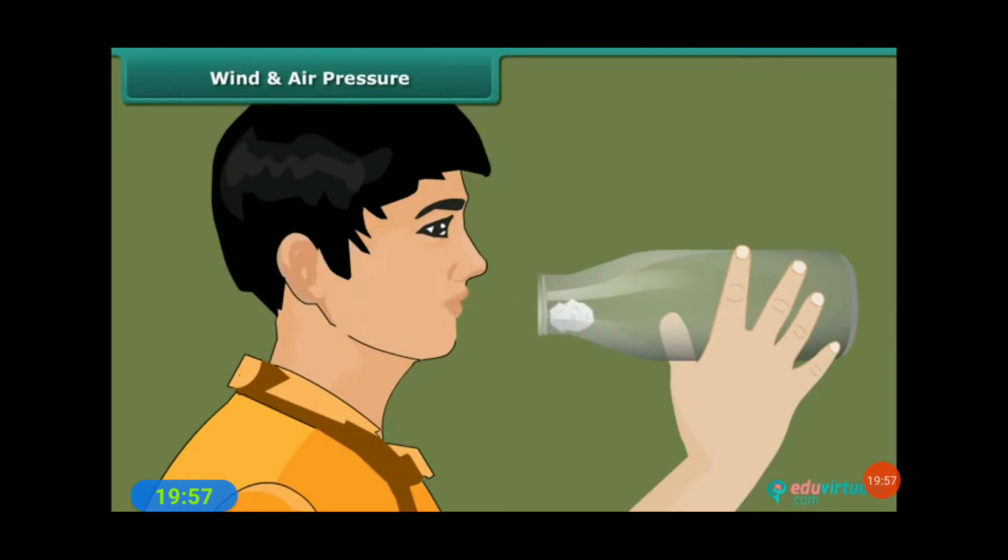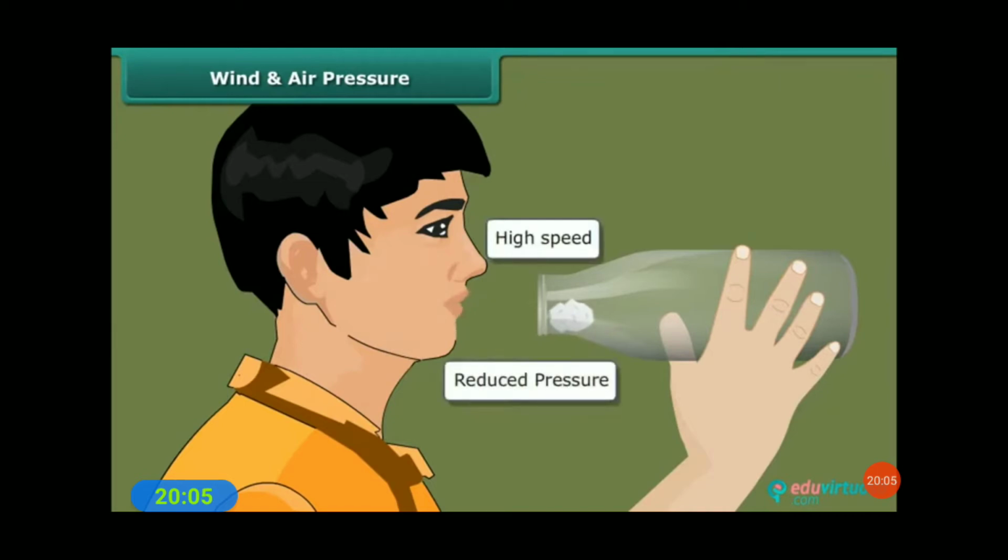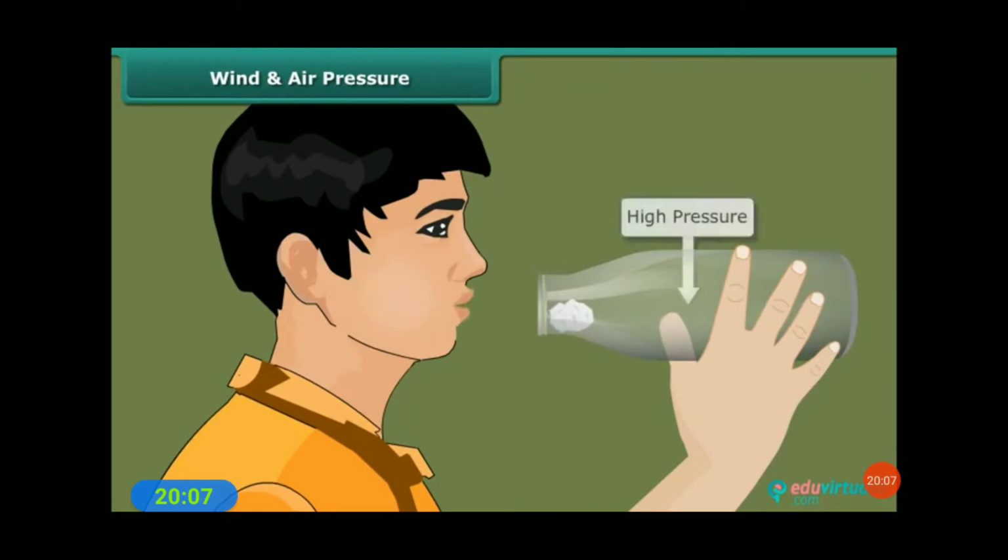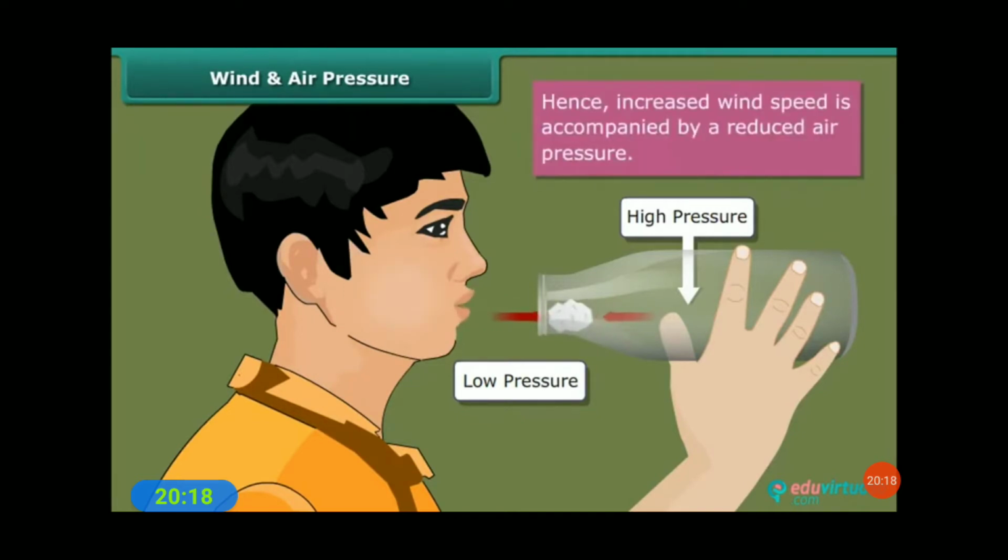Do you know why? Actually, when we blow into the mouth of the bottle, the air near the mouth has higher speed. This decreases the pressure there. The air pressure inside the bottle is higher than near the mouth of the bottle. When we blow the ball toward the inside, the air inside the bottle pushes the ball out. So children, we concluded that increased wind speed is accompanied by reduced air pressure.